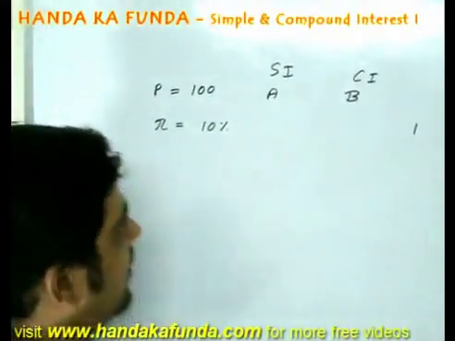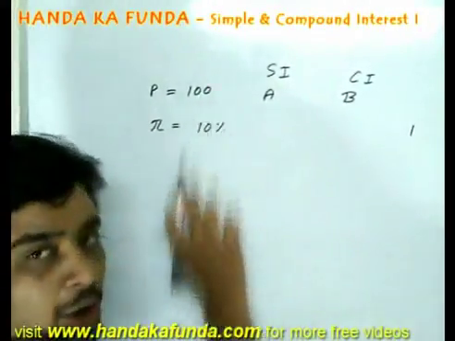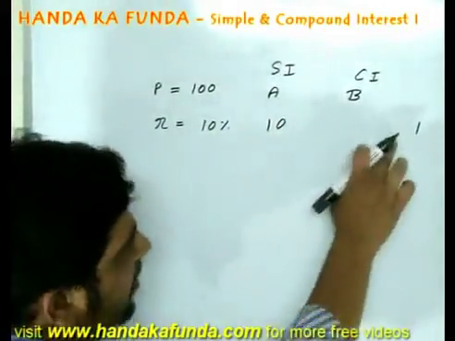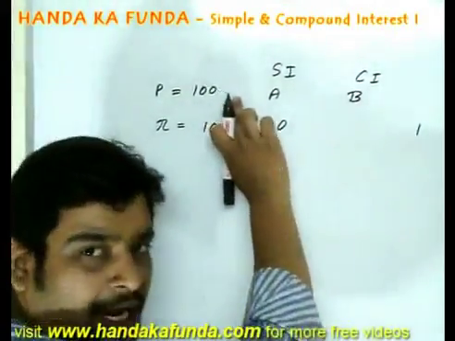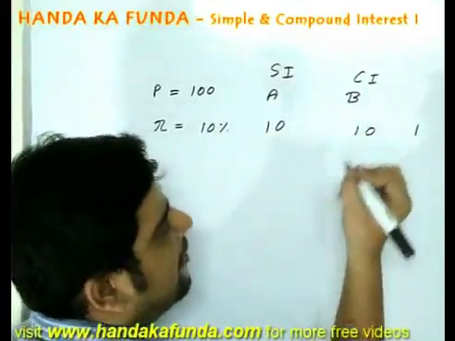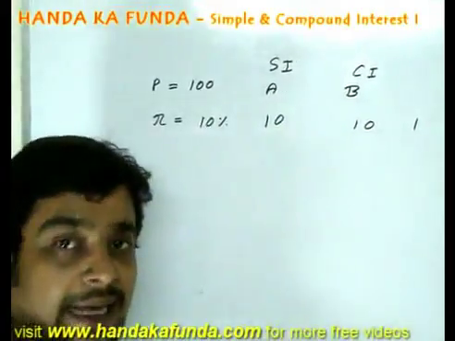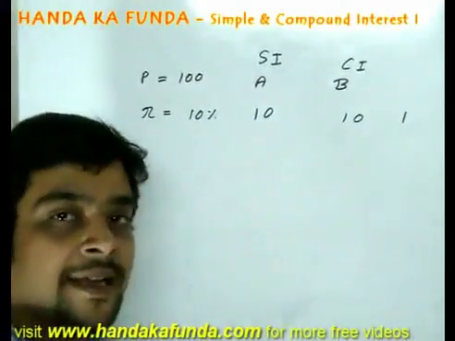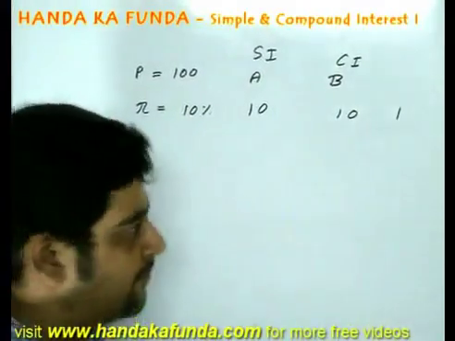What will happen? Simple interest will be 10% on 100 rupees, that is 10 rupees. Compound interest will also be 10% on 100 rupees, that will also be 10 rupees. As you can see, there is no difference here, but the difference will come in from the next year. Let us look at what happens in the second year.